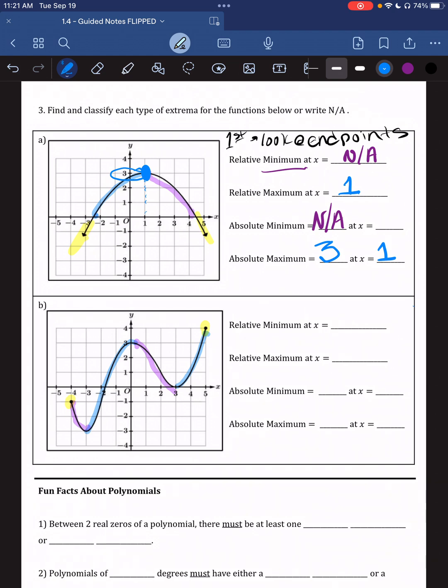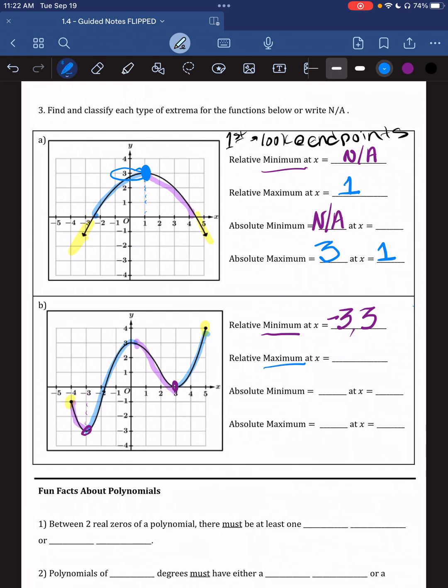All right, so relative minimums. Again, it's where we're changing from decreasing to increasing. So this right there is a relative minimum where x equals -3. And then if we continue on where it's changing from decreasing to increasing, we also have one there at x equals 3.